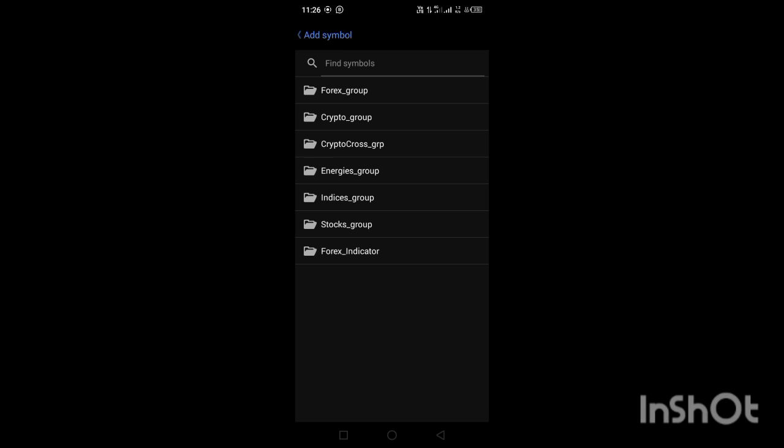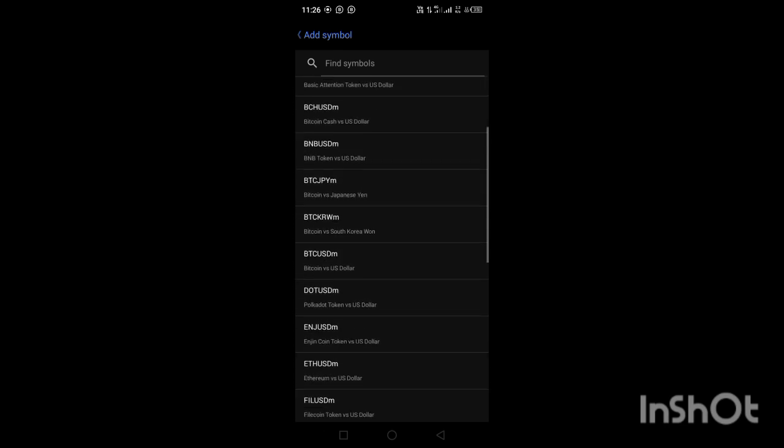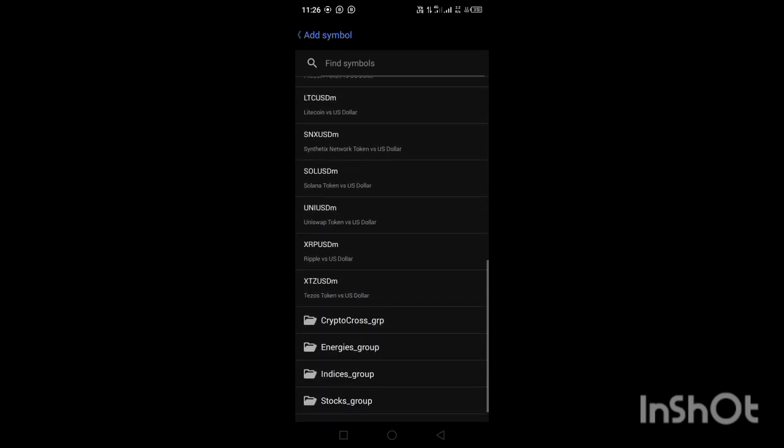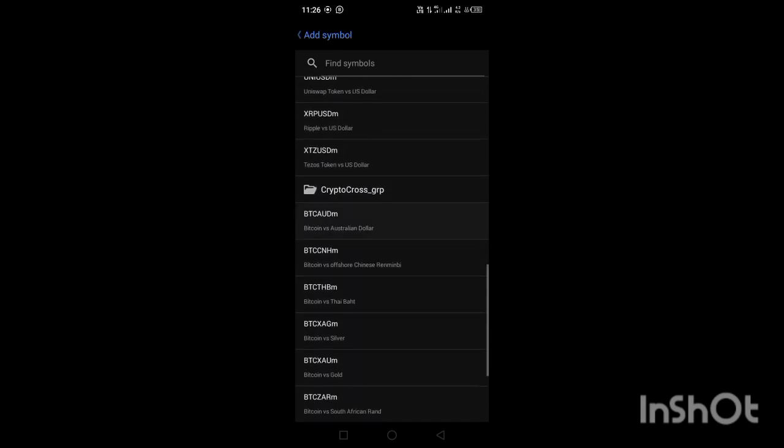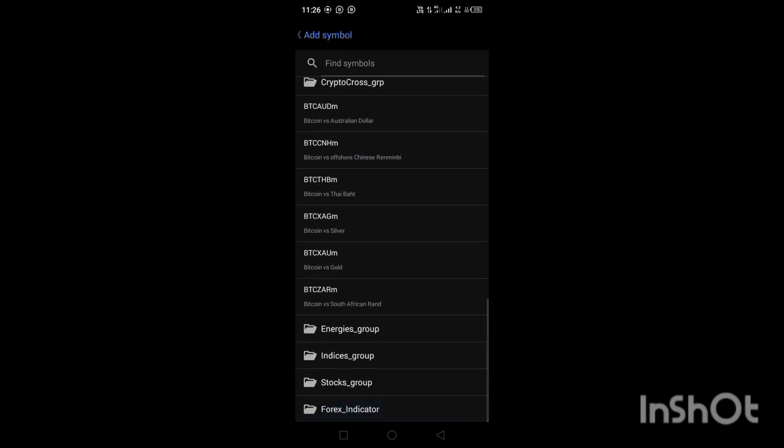Then when you want to trade cryptocurrency like Bitcoin and the rest, these are all the cryptocurrencies that are there. Then we have what we call Crypto Cross. We all see crypto in another form, but these crypto crosses are crypto plus currency pairs.